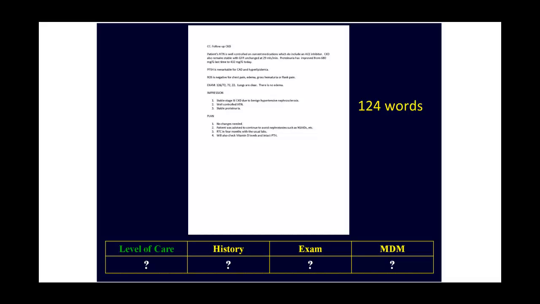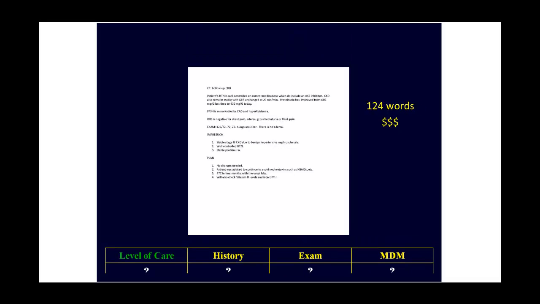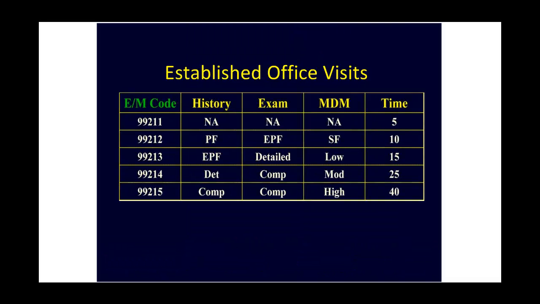This is a note for an established office patient. It contains 124 words. To figure out how much it's worth, we need to determine the level of care documented by taking apart the history, the physical exam, and the medical decision-making, and then plug that information into this table, which shows us the documentation requirements for these encounters.